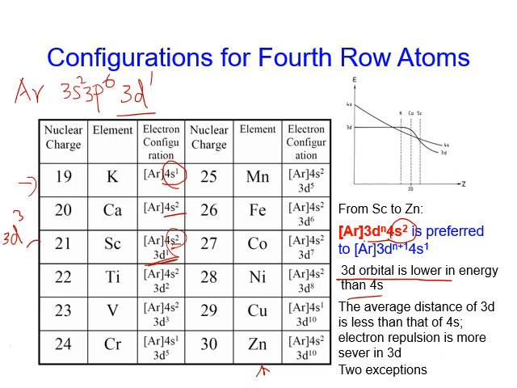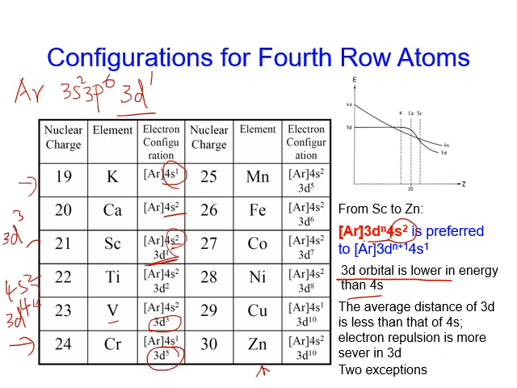One is chromium. So look at the vanadium, 3 electrons in the 3d orbital. So the next electron you would expect to be 3d4. So 4s2 3d4. Instead, it brings 1 electron from 4s to 3d, so becomes 4s1 3d5.